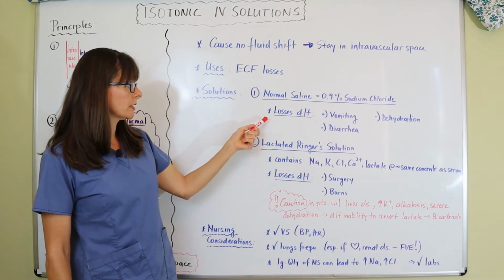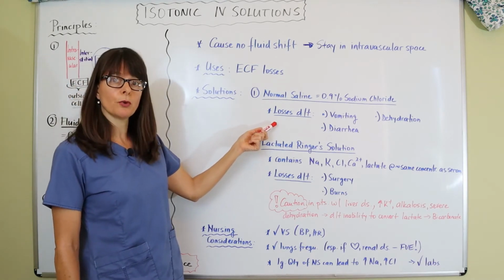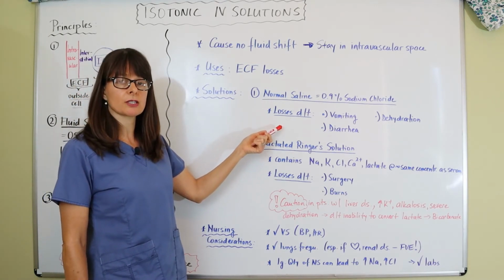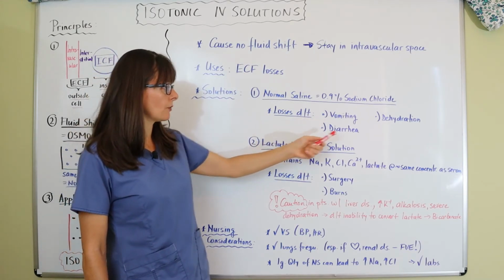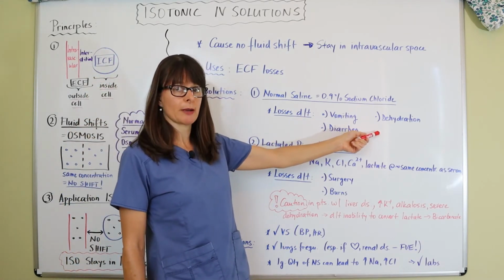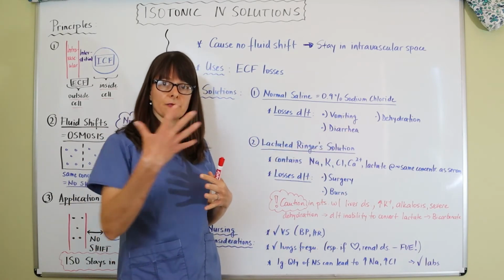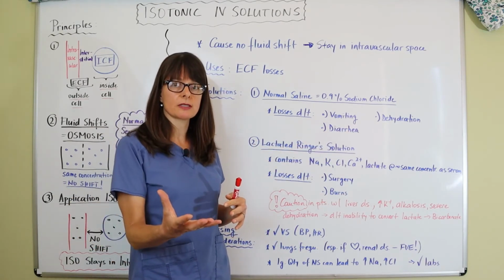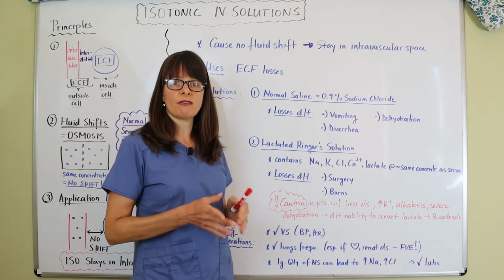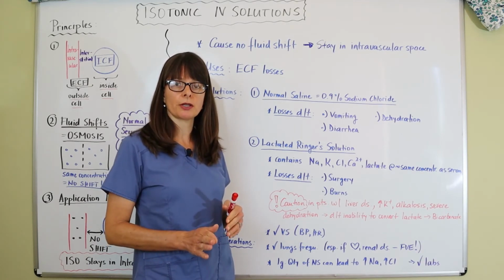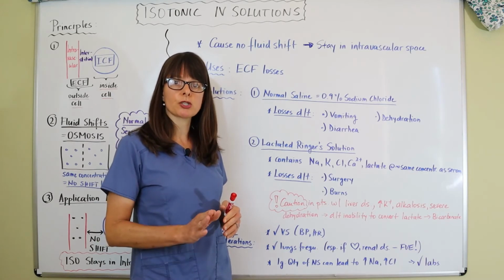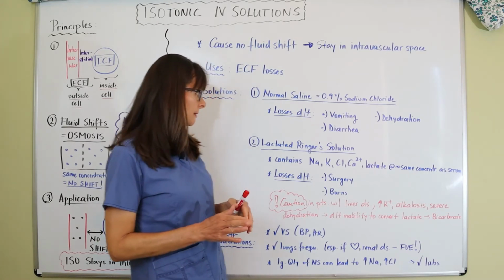And we use it when the patient loses fluids in that extracellular fluid compartment due to vomiting, diarrhea, and dehydration, for example. So now they have vomited, they've lost fluids in such a way that they're intravascularly dehydrated, and by replenishing them with isotonic fluids, we just replenish that intravascular system.